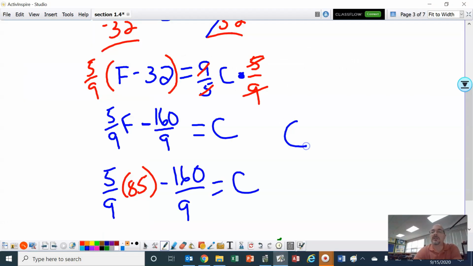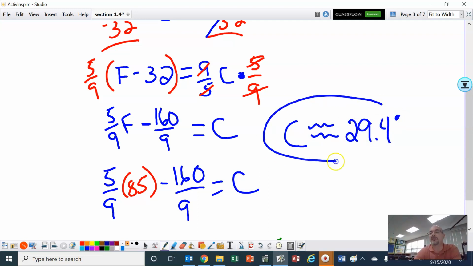So the Celsius is approximately 29.4 degrees. So that is the conversion for 85. All right, let's keep going.